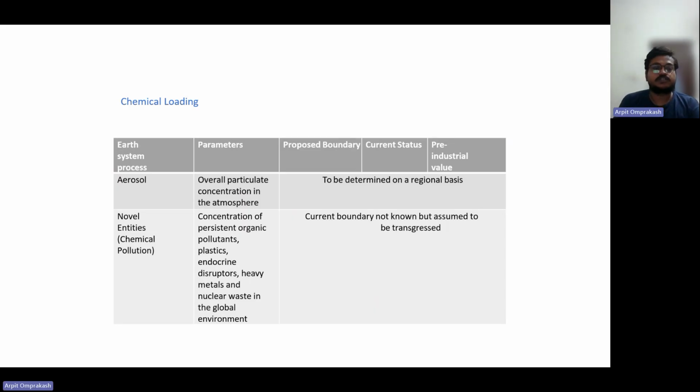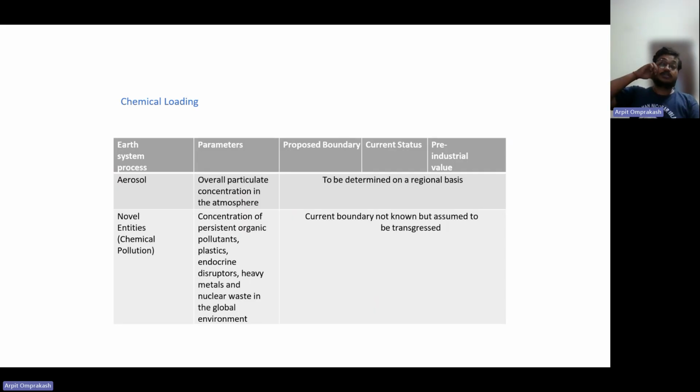The last one was chemical loading. So here the processes that we talked about are aerosol and novel entities, or chemical pollution. In the case of aerosol, what they measure is overall particulate concentration in the atmosphere. And for novel entities, they look at the concentration of persistent pollutants, plastic, endocrine disruptors, heavy metals, nuclear waste, and so on and so forth.